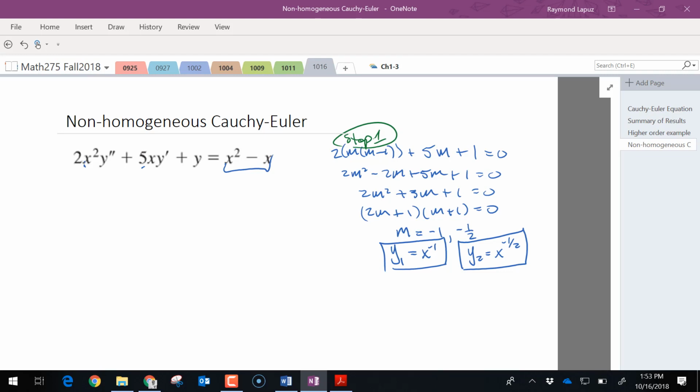We got 7 minutes. So we are going to say our Wronskian is equal to, we have 1 over x, or x to the -1 power. Actually, let's keep it as x to the -1. x to the -1, x to the -1/2, sorry. The derivative, negative x to the -2, and then here it's -1/2 x to the negative 3/2.